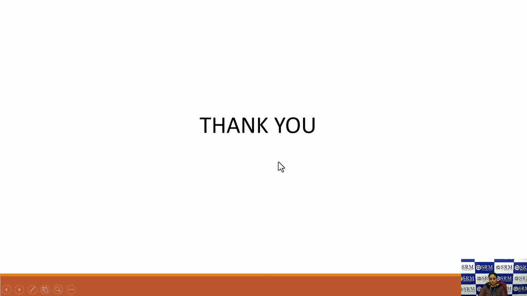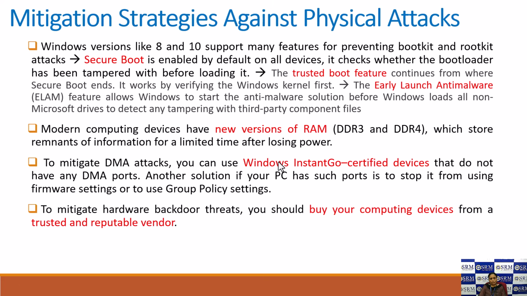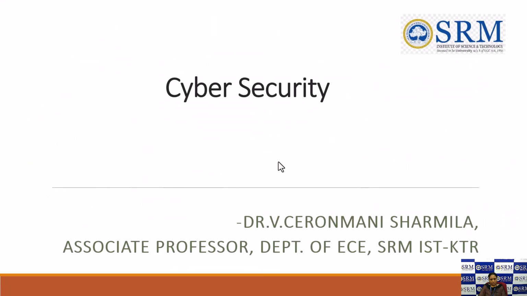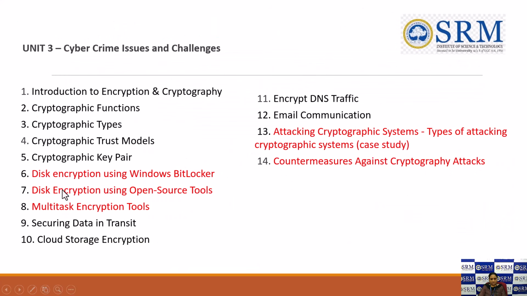Thank you. So I have covered almost everything. I'll go to the first one. What is disk encryption using BitLocker? Apart from BitLocker, what are the other tools available? VeraCrypt and TrueCrypt. TrueCrypt is not used. VeraCrypt and CipherShed are used.